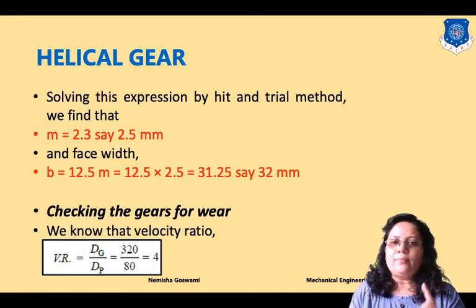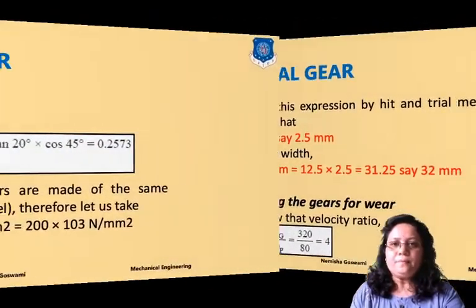So first of all you have to find out the velocity ratio. So what is the velocity ratio? This is equal to diameter of gear divided by diameter of pinion, or number of teeth on gear divided by number of teeth on pinion. Here we have the diameters, so by using these diameters you can find out the velocity ratio. So velocity ratio is equal to 4.